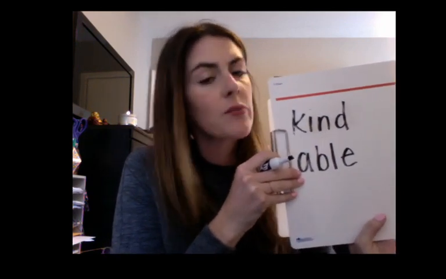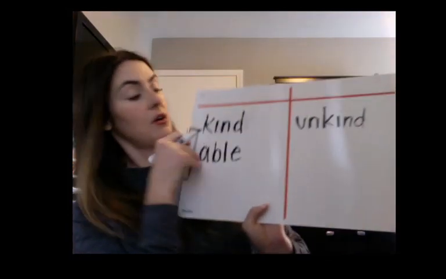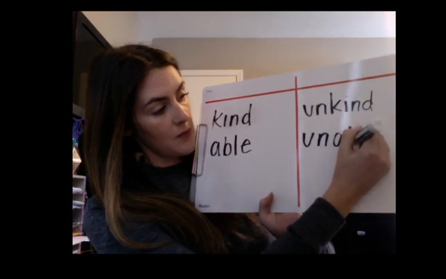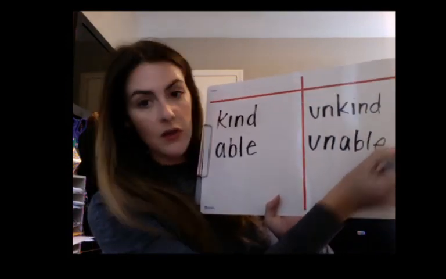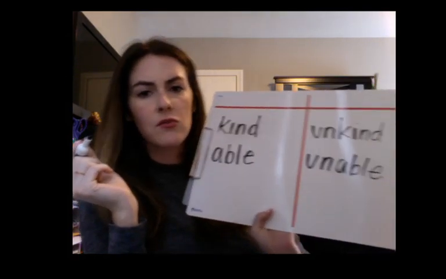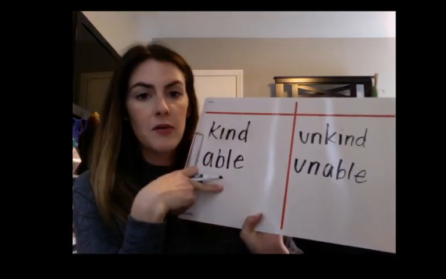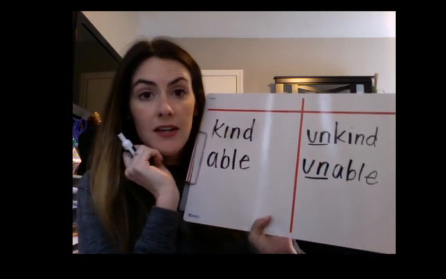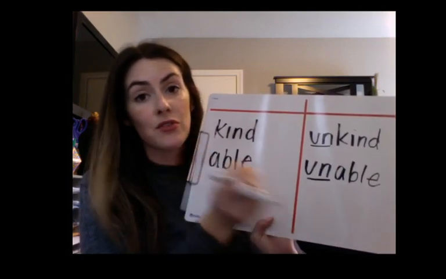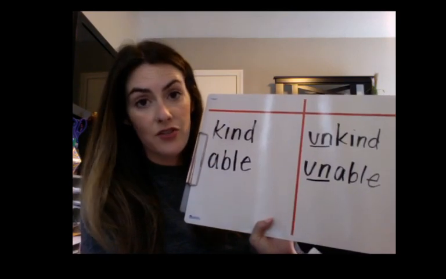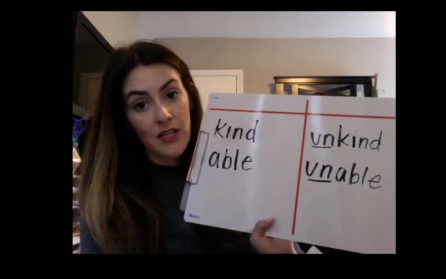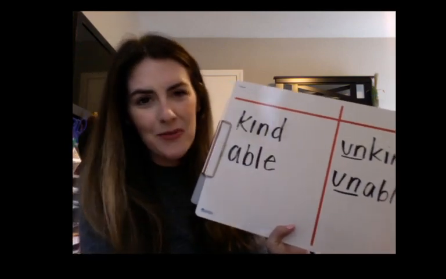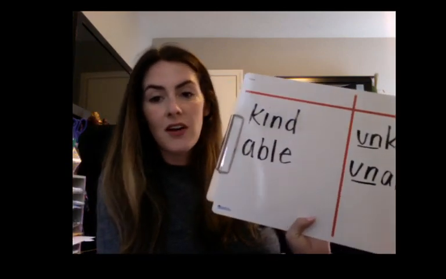But let's see if we add the prefix un to that. Unable. Now what do we have? Does that still mean the same thing as able? No, because we added that prefix un, which means not. So now you are not able to do something. If you are unable to tie your shoes, you cannot tie your shoes. If you are unable to say your ABCs, you're probably still in kindergarten, right? All of you can say your ABCs. All right, awesome, nice job.